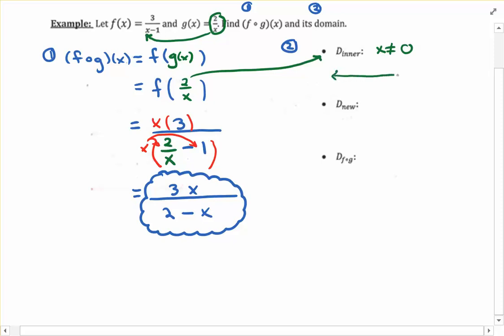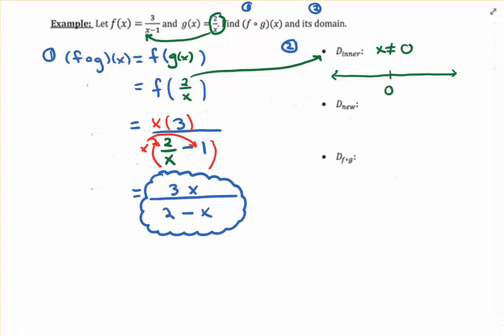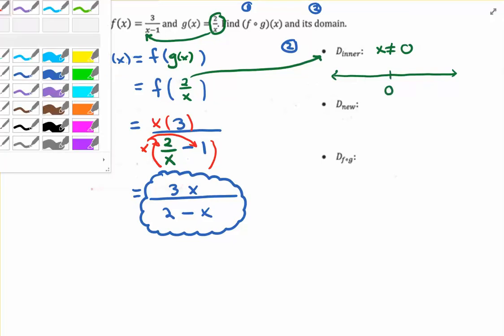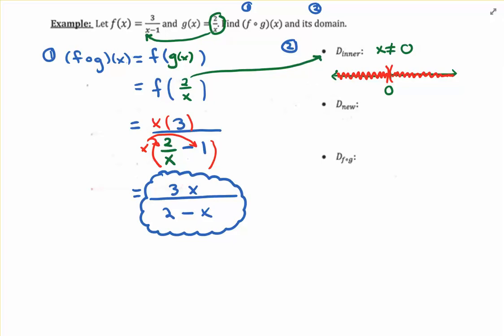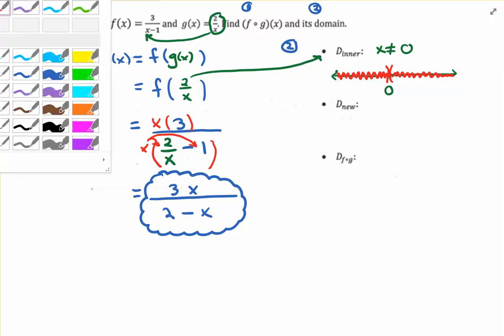When you put this on a number line, since that's the only value of x that we can't use in g of x, it means we can use anything that's to the left of 0. And when you get to it, put parentheses, and you can use anything to the right of 0. Okay, so that's the domain of the inner function.